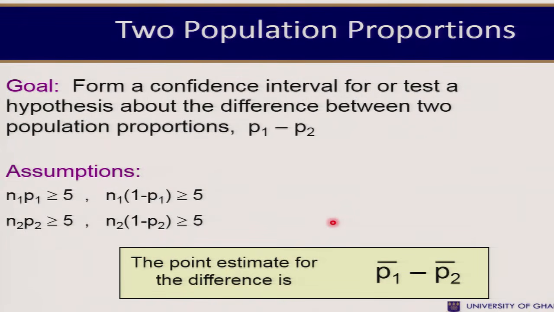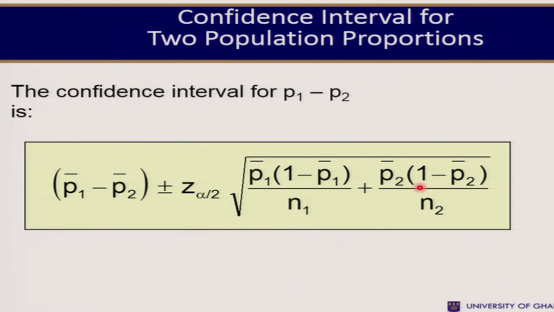The point estimate for the difference is actually P1 bar minus P2 bar. And our confidence interval for the difference in the population proportions is P1 bar minus P2 bar plus or minus Z alpha over 2 times the square root, that's our standard error, giving us P1 bar into (1 minus P1 bar) over N1 plus P2 bar into (1 minus P2 bar) over N2, all under the square root sign.